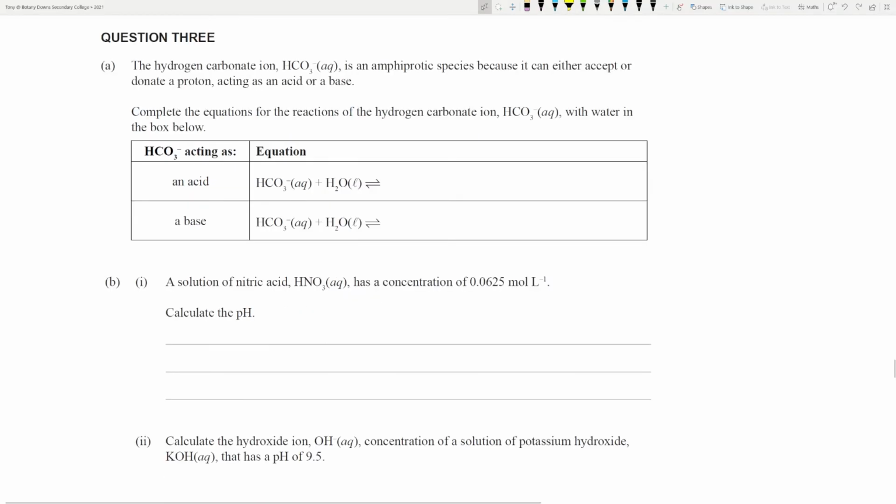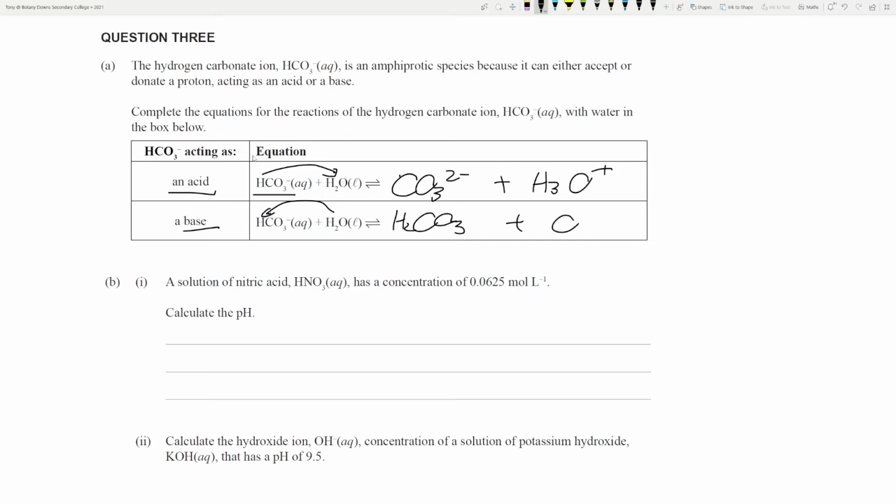All right, so we're going to go through question 3 now. This is looking at the acid-base section. H3O+ acting as an acid means it's going to give the H away. So it's going to be CO3 2- because it lost an H+, and the H+ went over here, so that's why it's H3O+. As a base, that means it's going to accept an H+, so it's H2CO3 plus OH-.